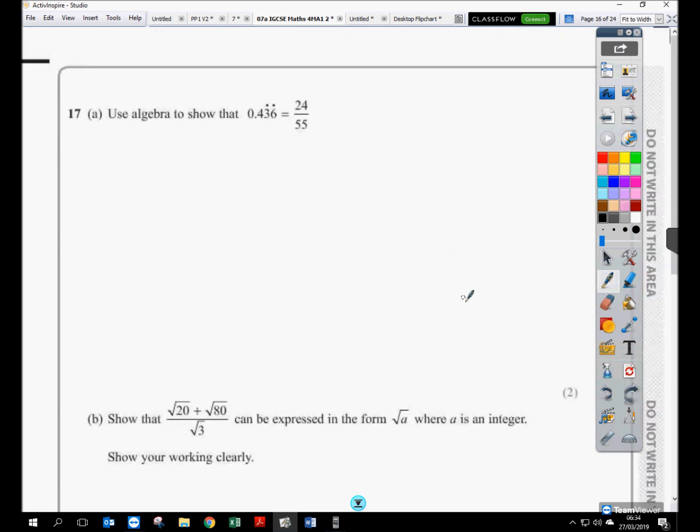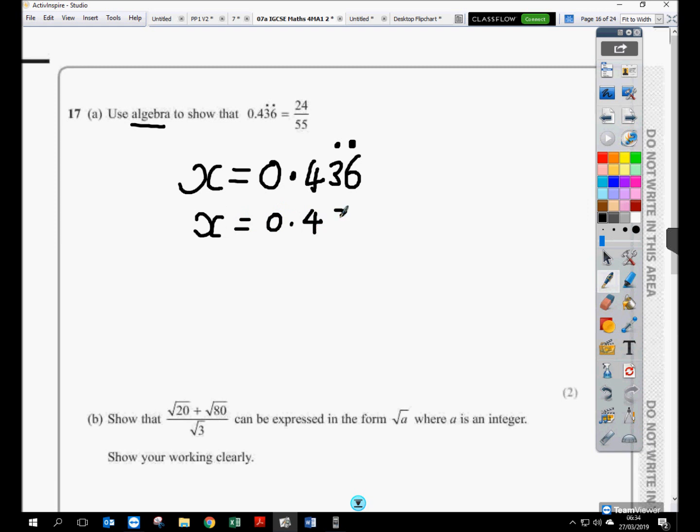Next question. Question 17, use algebra to show this is true. So, we start off by defining x. x is equal to 0.436 with 2 dots above the 3 and the 6. That means the 3 and the 6 recur. So another way of writing x is like this: 0.436, 36, 36, etc.